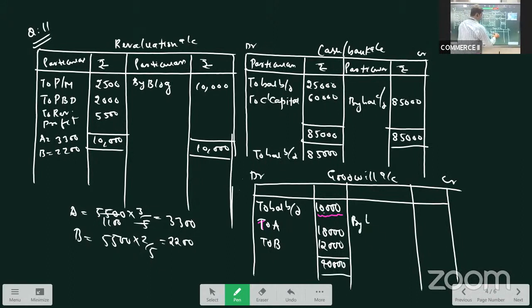by balance carried down 40,000 and to balance brought down 40,000. Again, goodwill is showing debit balance. So goodwill amount will appear on the asset side of the new firm. Okay.